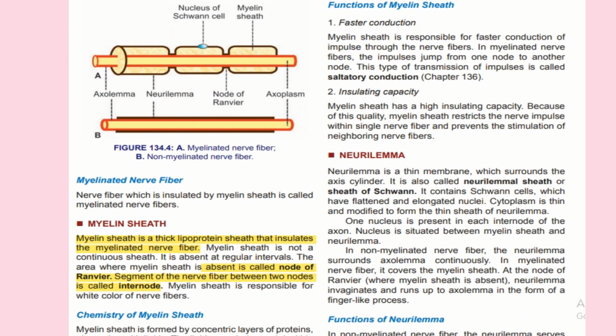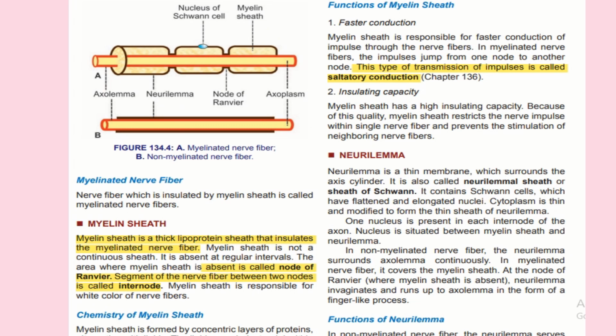Then we have the functions of myelin sheath. What are the functions of myelin sheath? They are responsible for faster conduction and insulating capacity. Faster conduction: myelin sheath is responsible for faster conduction of impulses through the nerve fiber. In myelinated nerve fibers, the impulses jump from one node to another node. This type of transmission of impulse is called saltatory conduction. Saltatory conduction is responsible for the fast conduction in the nerve fibers due to the myelin sheath.